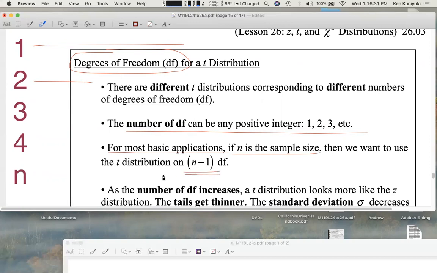Actually, the t distribution is used more for small sample sizes. For a poll, n tends to be rather large, and we could probably use a z anyway. But if n is fairly small, then we're really going to want to use the t distribution on n-1 degrees of freedom. So for example, if the sample size is 10, then we want the t distribution on 9 degrees of freedom on our basic applications.